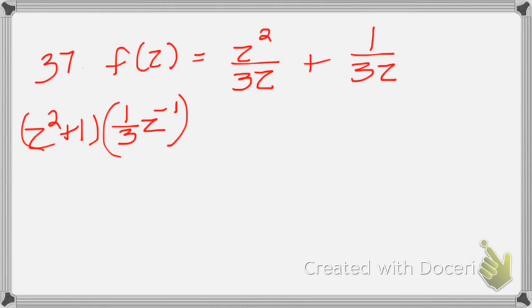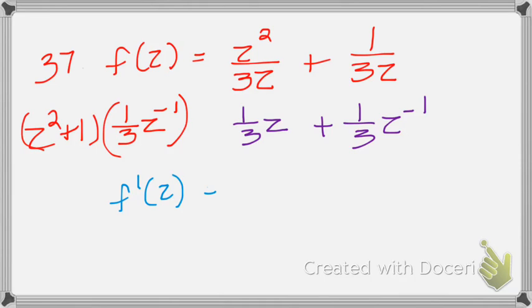And then either multiply it or simplify, whichever way is easier. You're going to get z over 3, or 1/3 z, plus 1/3 z to the negative 1. So then I find the derivative, and the derivative is 1/3 minus 1/3 z to the negative 2.